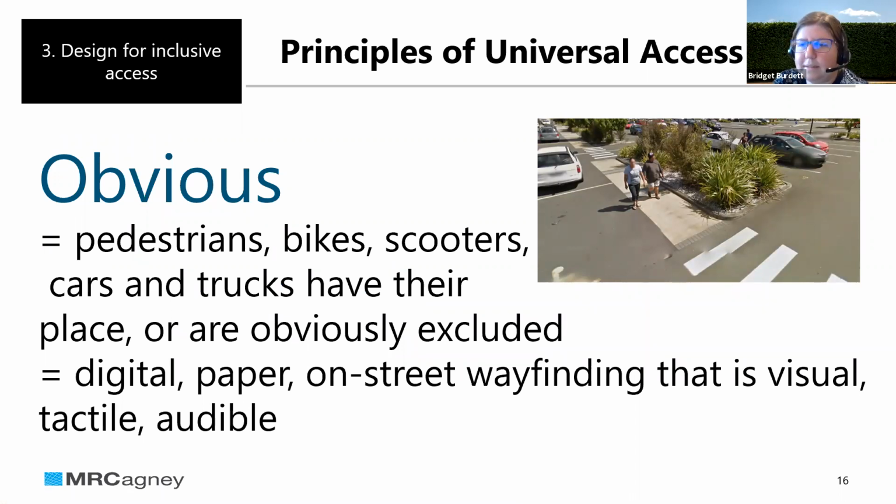Universally accessible places are also obvious, and by that I mean that there is an obvious place for you to be. It's clear where pedestrians are supposed to be, where bikes should be, where cars and trucks should be, or they're obviously excluded. So we have some places where there are gates up and traffic can't go there, and that's obvious. It also means that the way through that space should be visually, tactilely, and audibly obvious. So people who aren't familiar should be able to find their way through.